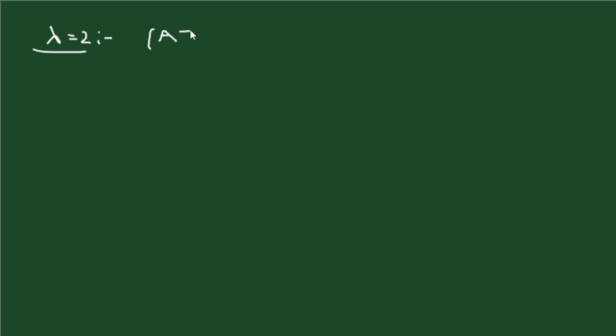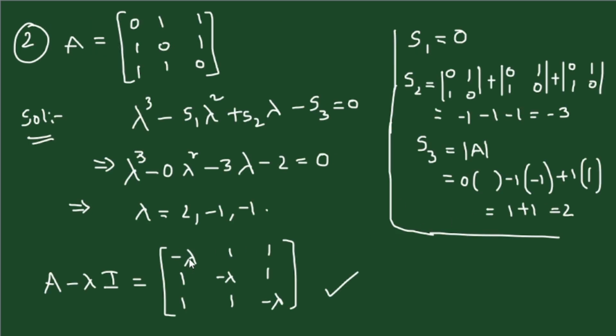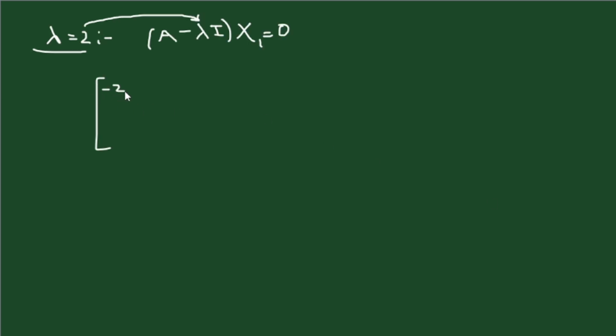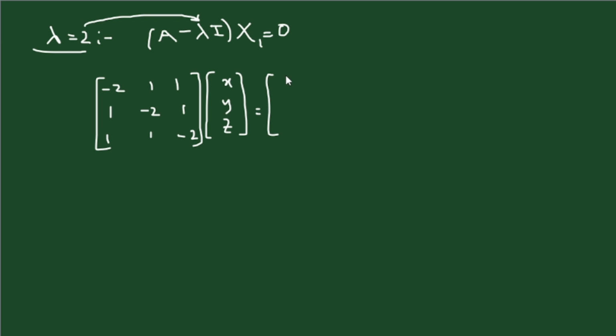the equation is A minus lambda I into x equal to 0. Of course, x1. So what is lambda here? Lambda is 2. You substitute lambda equal to 2 in this place. So what will you get? Minus 2, 1, 1, 1, minus 2, 1, 1, 1, minus 2 is the matrix A minus lambda I for lambda equal to 2. Here it is x, y, z, equal to 0, 0, 0.